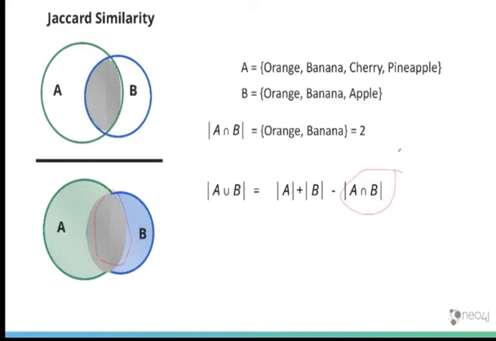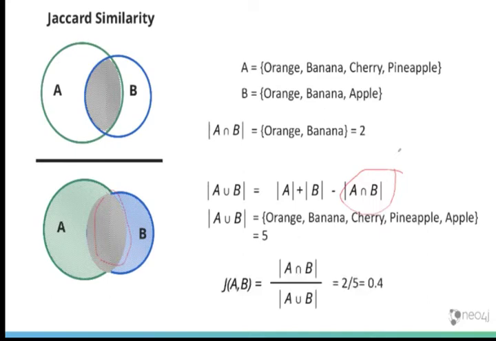So really the union of those two would be orange, banana, cherry, pineapple, and apple, which is five, because we don't want to double count the intersection, the items in both. So Jaccard basically divides the intersection by the union. We have two divided by five, which gives us a 0.4 coefficient.